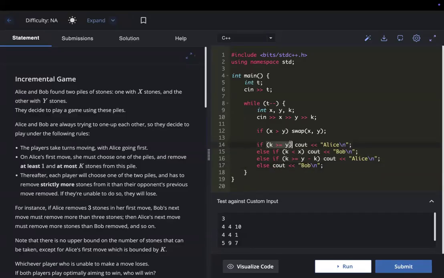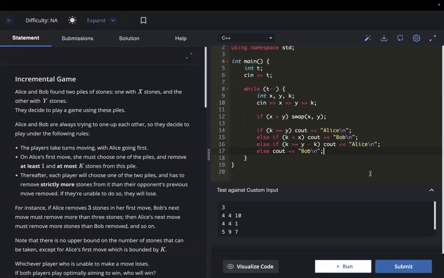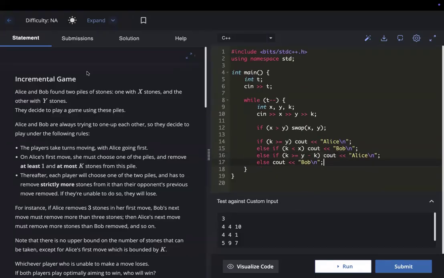So if k is greater than the bigger guy, then the answer is Alice. If k is smaller than the smaller guy, then the answer is Bob. If you are coming till this line, then it means k is greater than or equal to the smaller guy and smaller than the bigger guy. In that case, if k is greater than or equal to y minus k, then the answer is Alice, otherwise Bob. So that's how my code looks.